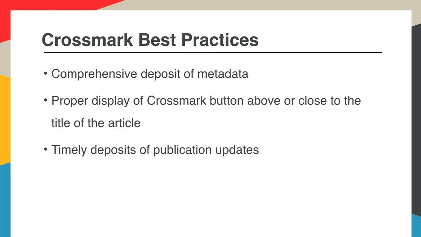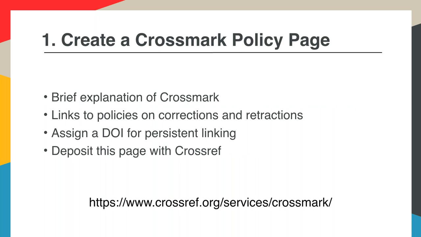So let's look at what you need to do to get set up with Crossmark. Anybody can participate in Crossmark. We ask that you deposit good quality and comprehensive metadata so that the Crossmark box is well populated, but you can start out with an absolute bare minimum, which I'll show on the next slide. You need to display the Crossmark button next to the article title on your web pages and your PDFs, and of course you need to commit to sending Crossref metadata updates for any of your content changes in a timely manner. So let's talk through the steps that you need to take to do this.